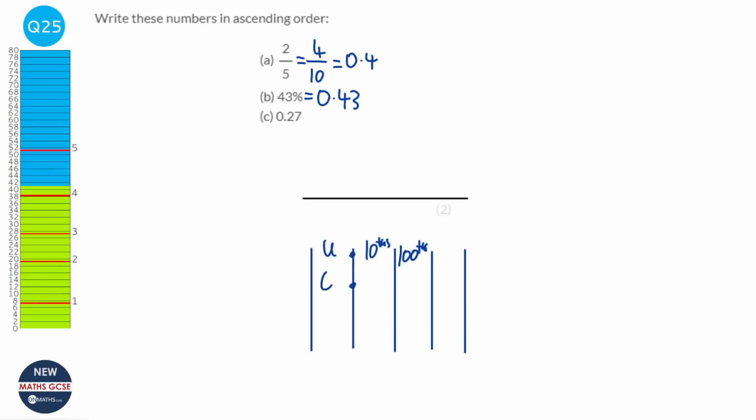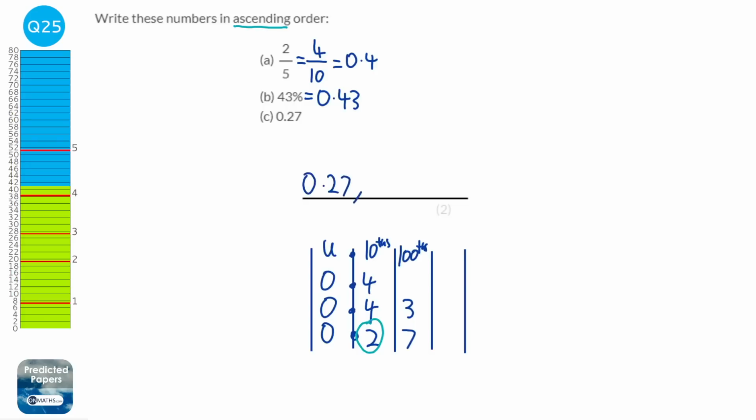So we've got 0.4, 0.43 and 0.27. Now what we do is we start on the left hand side and we find the smallest, because we're looking for it in ascending order, and the smallest tenth is the 2 there, so it's 0.27. So this is our smallest number, 0.27.